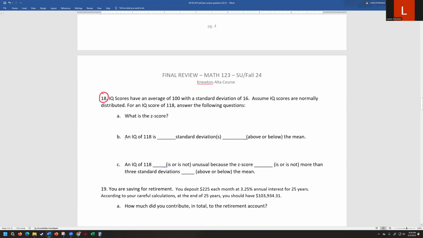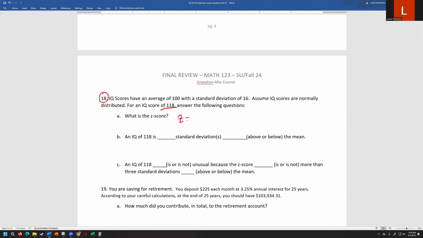Okay, and then number 18. This one's just a standard Z-score question with us filling in some information after we find the Z-score. So it says IQ scores have an average, this is our mean, of 100 with a standard deviation of 16. If they're normal, what would we say is the Z-score for a score of 118? So this is a specific person's score, not the whole group's average, okay?